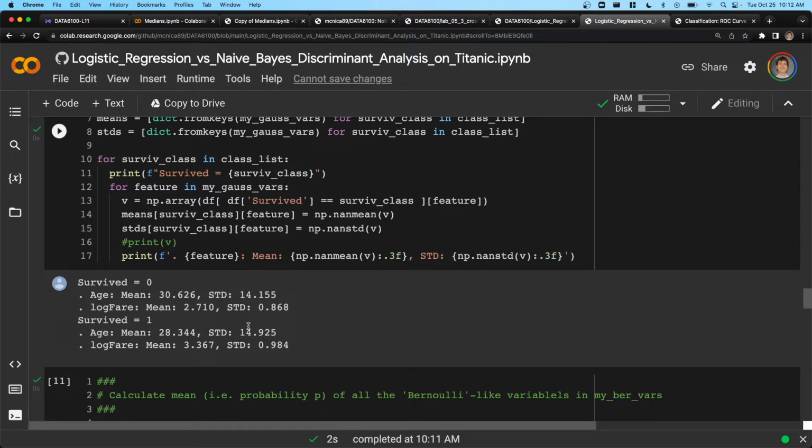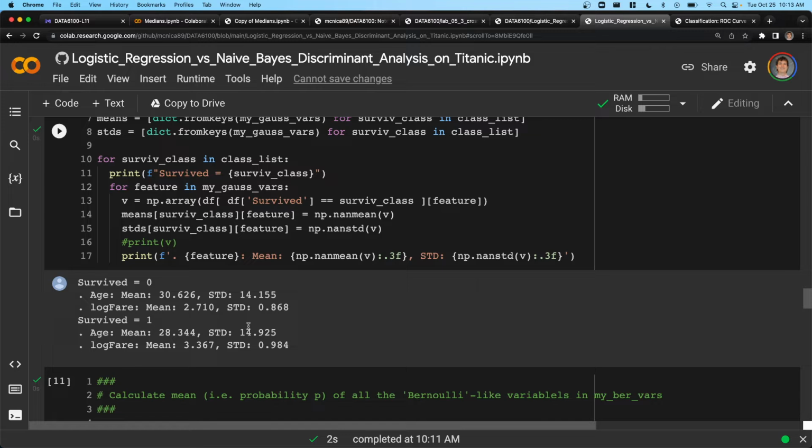So of people who survived equals 0, their mean age was 30. Of people who survived equals 1, their mean age was only 28. So it's pretty similar, not a huge difference in this case. But what it tells me is if somebody is older than 30, then they're more likely to have survived equals 0. If they're younger than 28, they're more likely to have survived equals 1. Right? And that's going to be built into our model according to a Gaussian distribution. You also calculate their standard deviations.